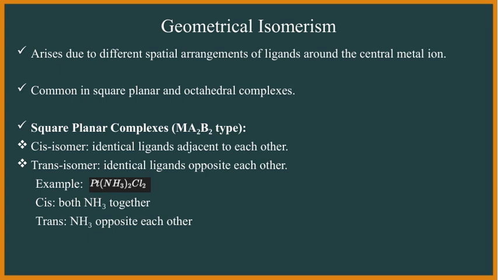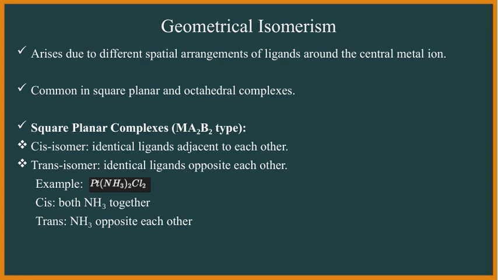Focusing on square planar complexes, which often have the formula Ma2B2, we see two main types of isomers, cis and trans. In the cis isomer, the identical ligands are next to each other, meaning they're adjacent. Conversely, in the trans isomer, the identical ligands are opposite each other, across the central ion. For example, if we consider NH3 as the ligand, in the cis arrangement, both NH3 groups are next to each other. In the trans arrangement, they are positioned opposite each other.